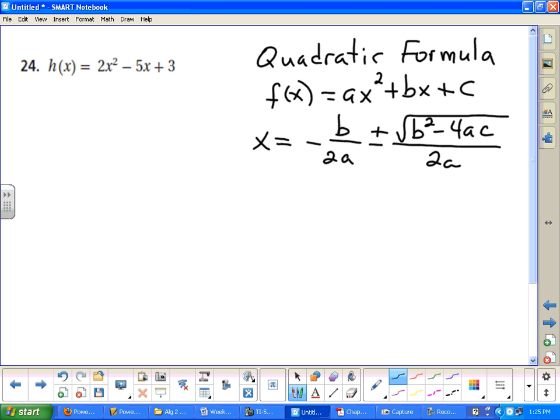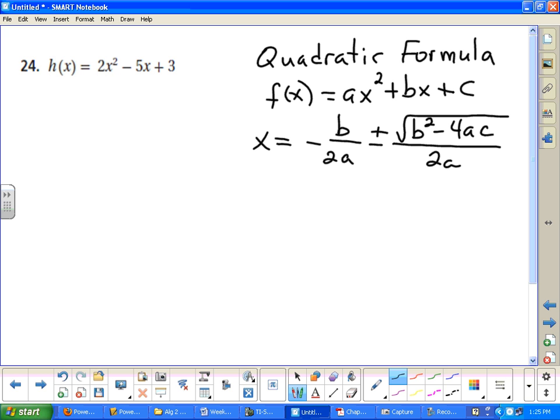One thing you need to remember is that by separating it like I do here, you need to make sure that you have your fraction bar here under the radical, goes all the way across. You can't divide what's under the radical by 2 times a.